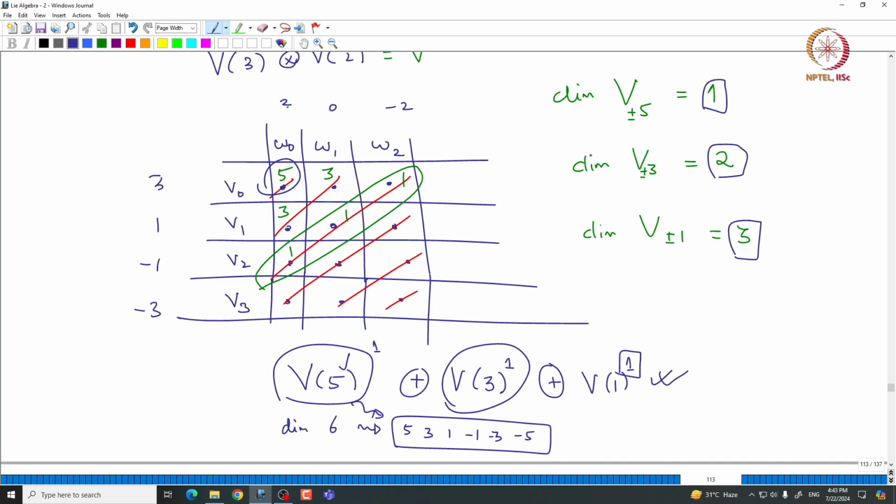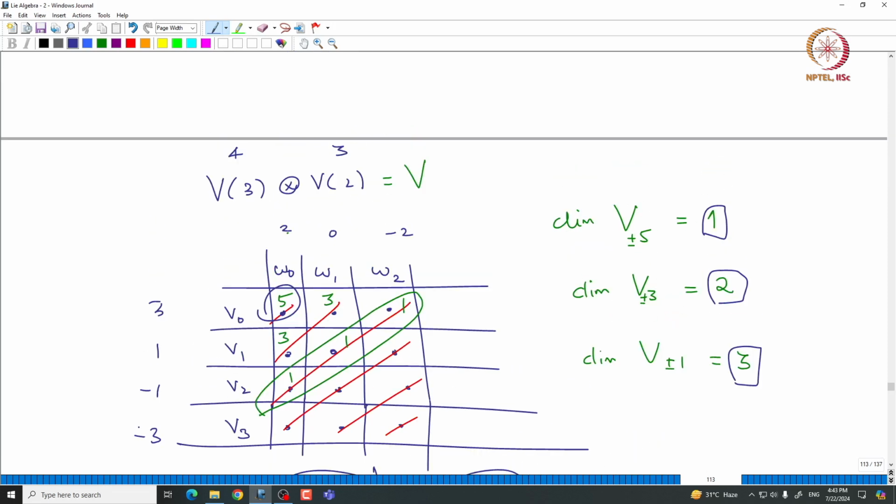This way, given this data of the weights, one can immediately write down the decomposition of this capital V into a direct sum of irreducibles. So, maybe you should do some more examples and be comfortable with SL2 representation theory, because that is what is going to help us in order to prove results about the general GLN or SLN modules. Okay, I will stop here.